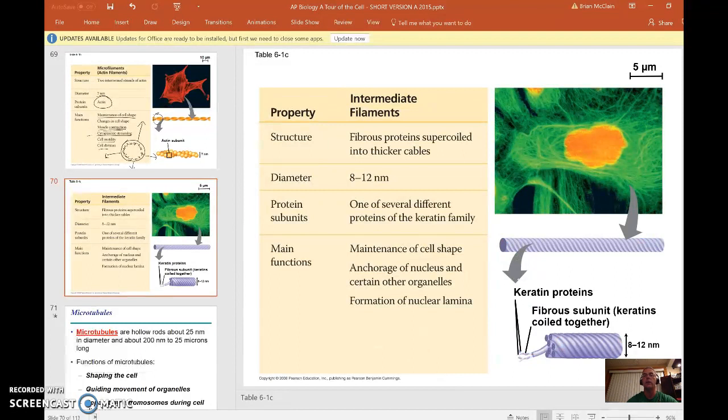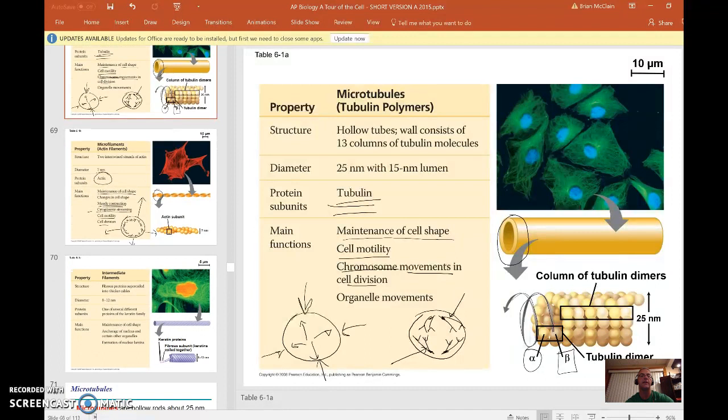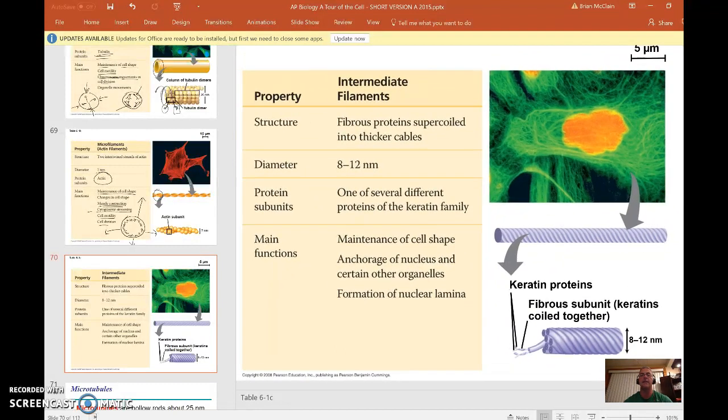Our third category will be our intermediate filaments. And in terms of size, they're in the middle. And probably the biggest thing to remember about this group is that they are more permanent than the other two. So in other words, if you look at actin, and especially if you look at tubulin, we can assemble and disassemble that portion of the cytoskeleton very quickly. When you look at the type of filaments that are built in the intermediate section, they're going to be more permanent. They're going to even last after the cell has died.